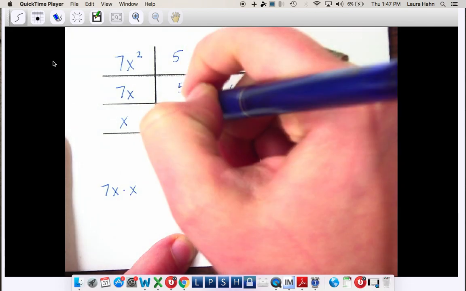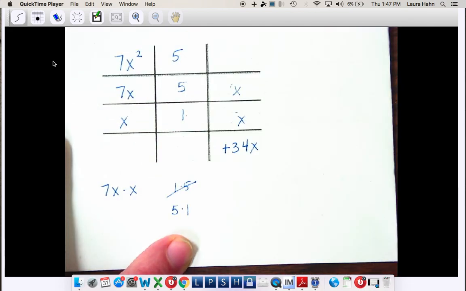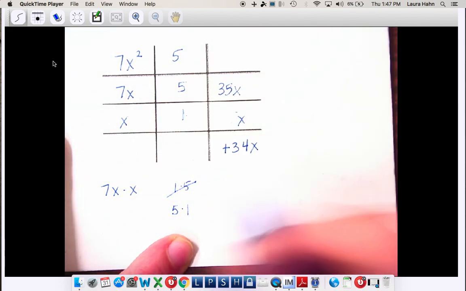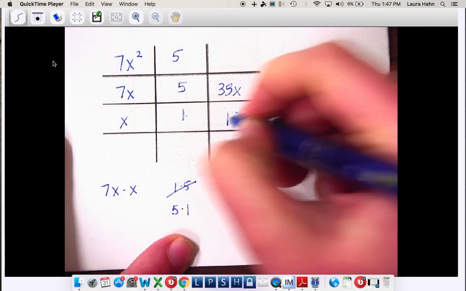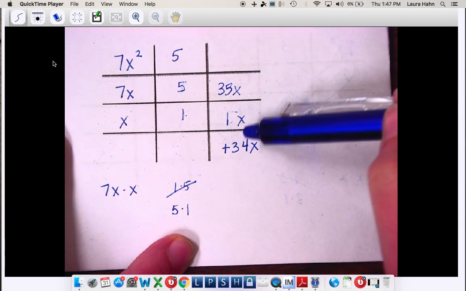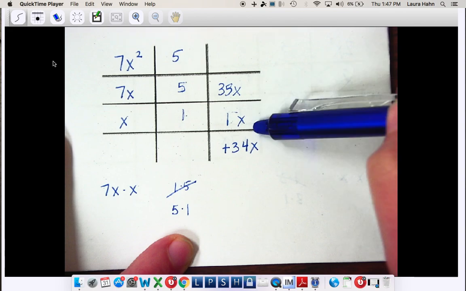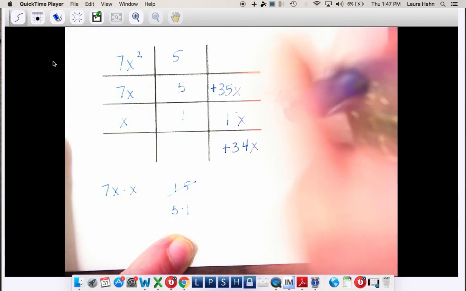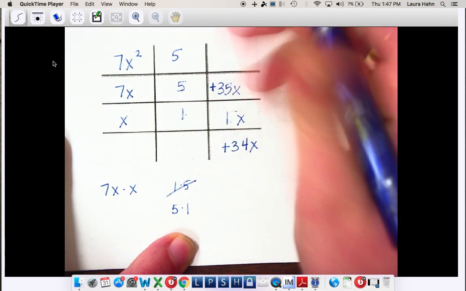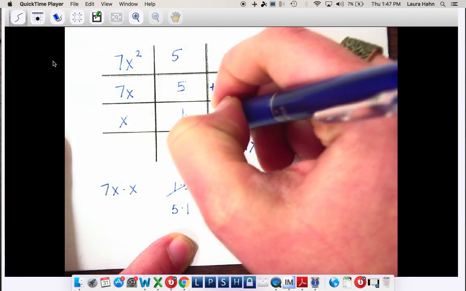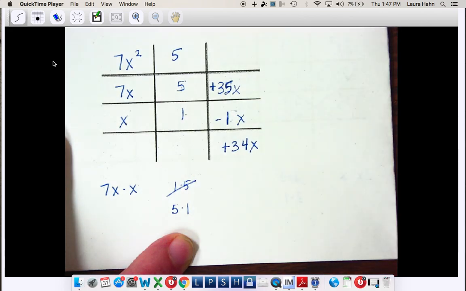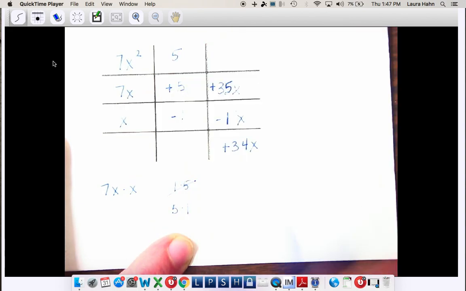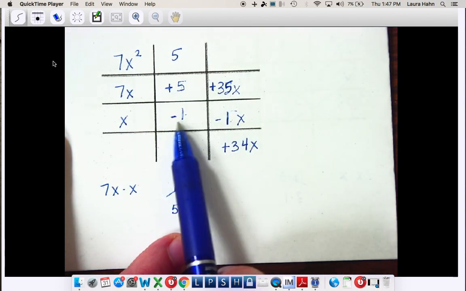5 and 1. Multiply across. 7x times 5 is 35x. X times 1 is 1x. And I'm trying to figure out if I can get to a positive 34x using these two numbers. Well, I can. I know a positive 35x and a negative 1x would give me a positive 34x. So a plus sign goes here, the minus sign goes here. Plus goes here, minus goes here.